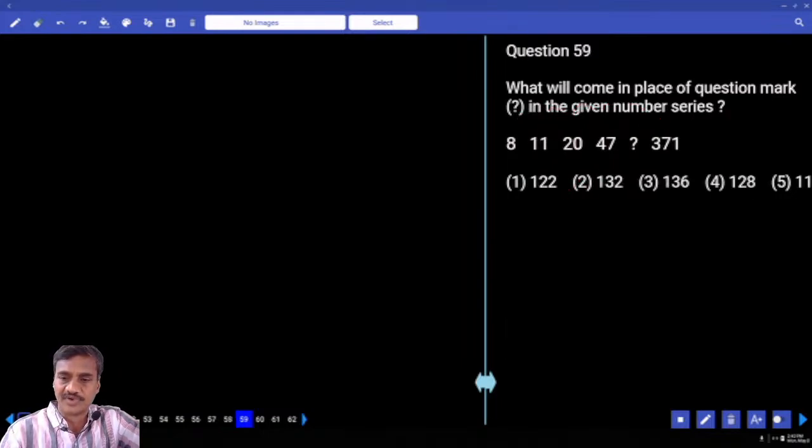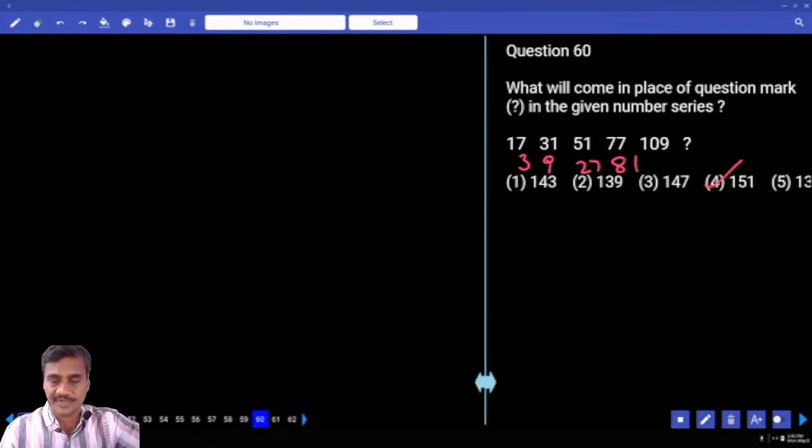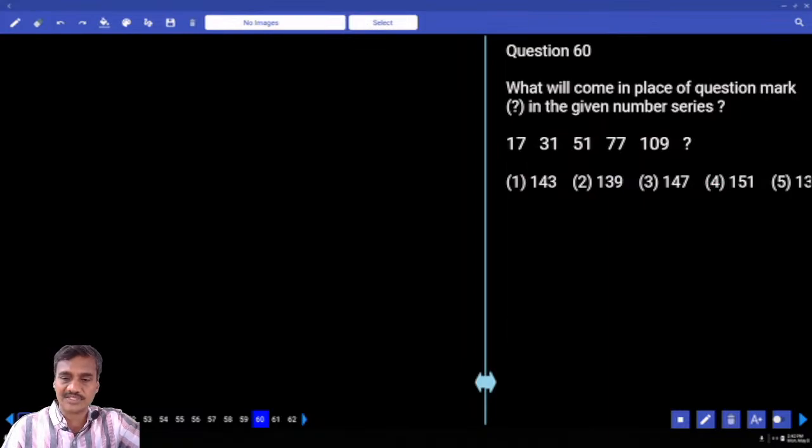59. Now it is not possible with the difference like that. If you take out the difference here, this is 3. Next difference ends up in 9 and 27. 3 times 3, 9. 9 times 3, 27. 27 times 3, 81. 81, 128. 128, choice 4, question 59. Then 68, 17 and 31.